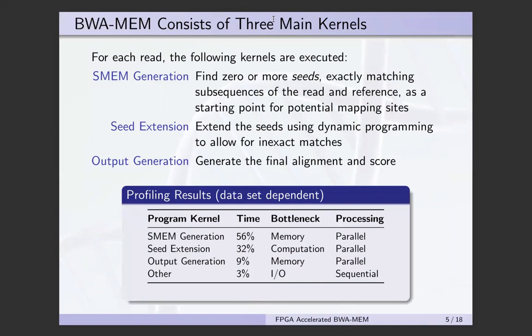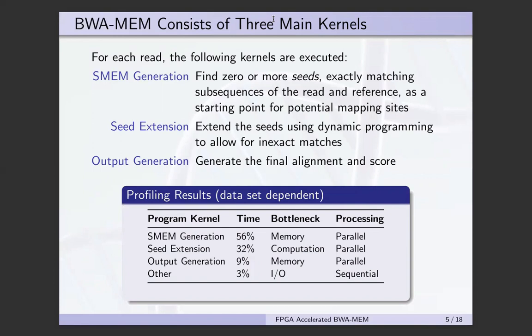If we analyze the time utilization of these different functions in the BWA-MEM algorithm, we see that the SMEM generation takes about 50% of the time, but it's memory bottlenecked since we need to read a lot of the data back and forth from the memory.